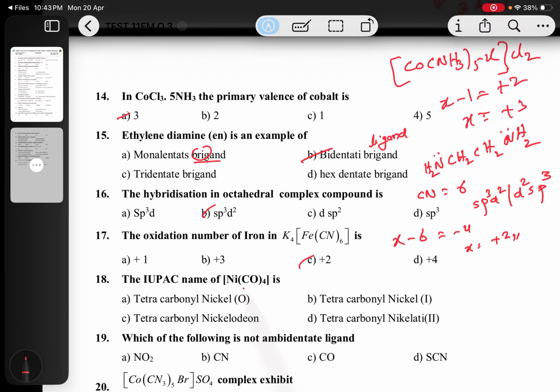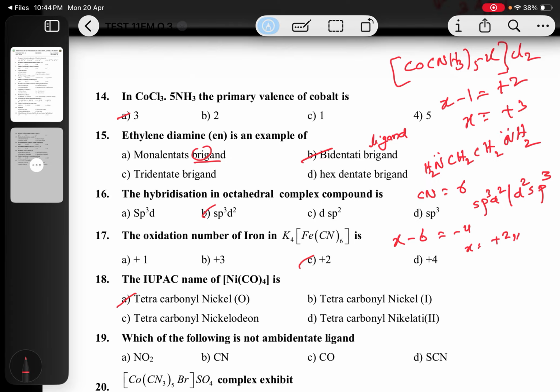The IUPAC name of Ni(CO)4 is? This is a carbonyl complex. CO is a neutral ligand. In any carbonyl complex, the oxidation state of the central element is 0. So tetracarbonylnickel(0). This is the correct one. The remaining are wrong because oxidation states are given some values.